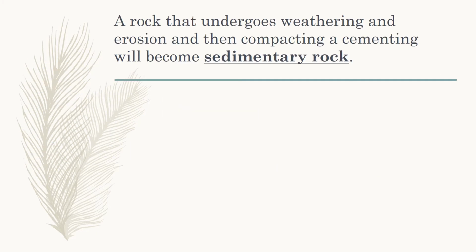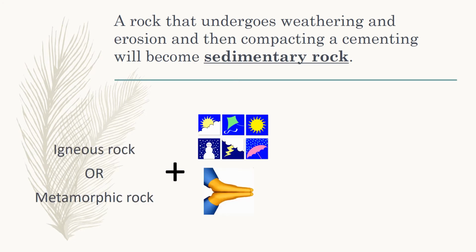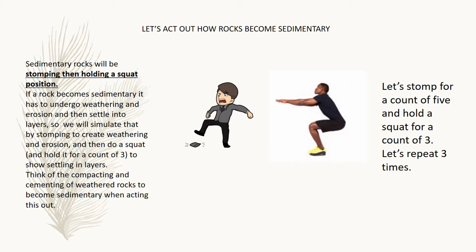Next, we're going to work on a sedimentary rock, a rock that undergoes weathering and erosion and then compacts and cements over time will become a sedimentary rock. So if you're an igneous rock or a metamorphic rock and you add the weathering and erosion and then you are compacted and cemented together, you are going to become a sedimentary rock. So let's act out how rocks become sedimentary.